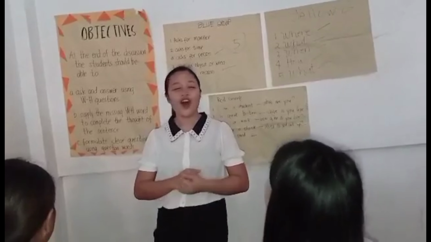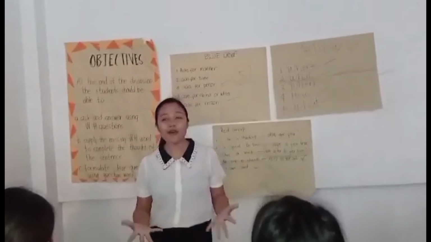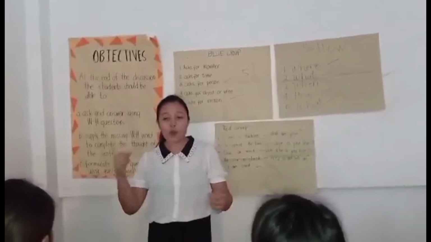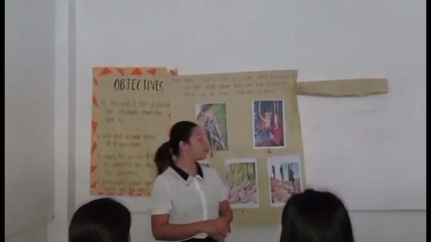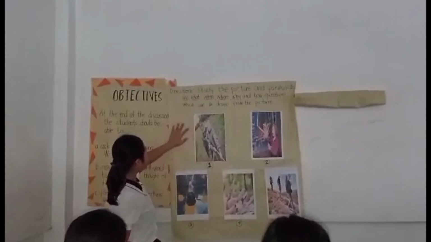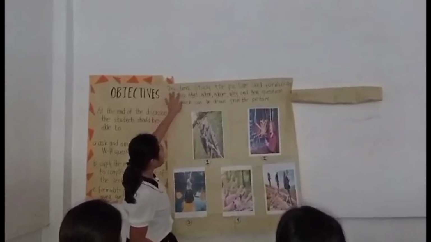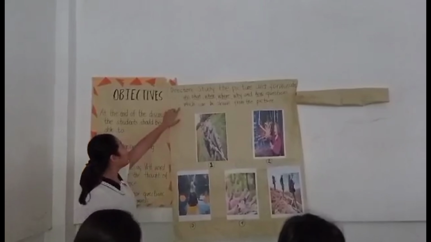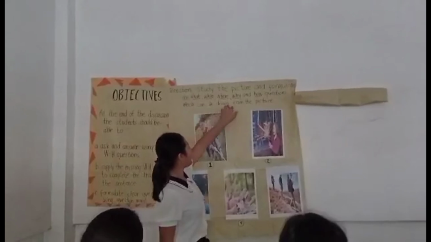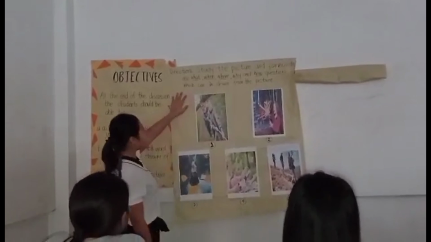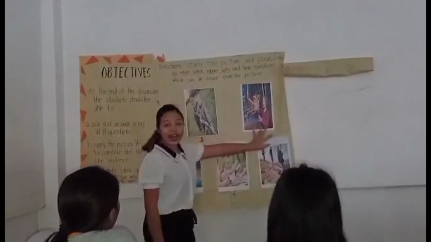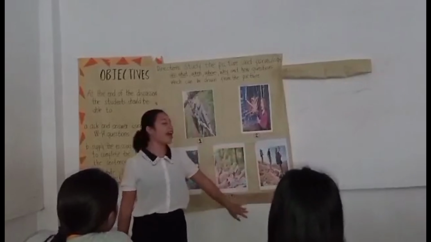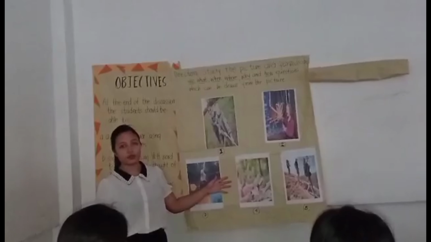None, ma'am. All right. So now, please get 1/4 sheet of paper because you will be answering this. So the direction is: study the picture and formulate who, what, when, where, why, and how questions which can be drawn from the picture. So, are you ready? Yes, ma'am. Okay, now I'll give you 2 minutes to answer this one.